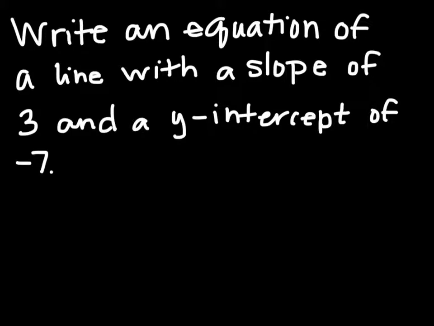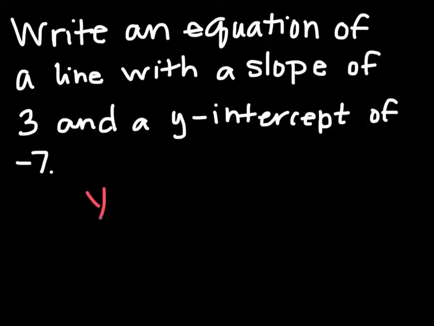You can write a linear equation in slope-intercept form, y = mx + b, if you know the slope and the y-intercept of the equation's graph. So let's write an equation of the line with a slope of 3 and a y-intercept of -7.